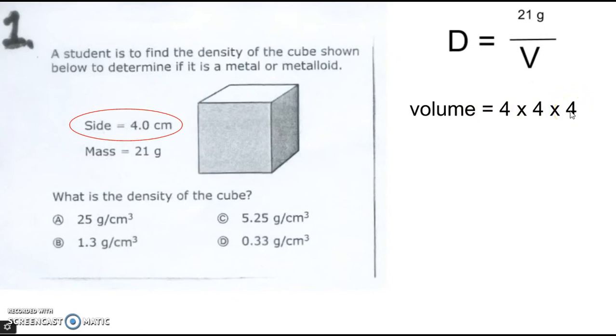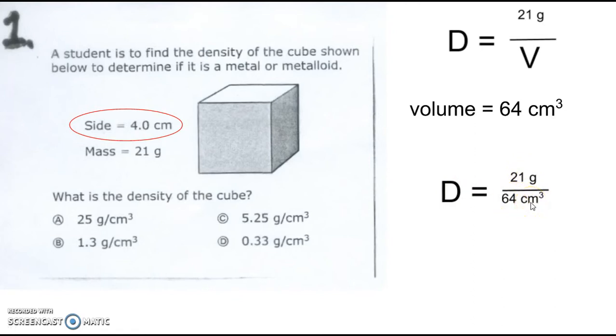So when you do the math, 4 times 4 is 16, and 16 times 4 is 64. It's also the same thing as 4 cubed, or 4 to the third power, and that's 64 cubic centimeters. So now we know what the volume is, 64 cubic centimeters, and we can put that in our formula. Density equals 21 grams divided by 64 cubic centimeters.